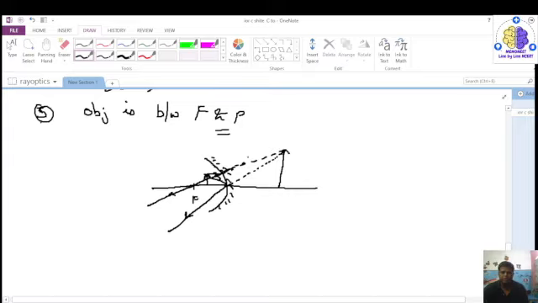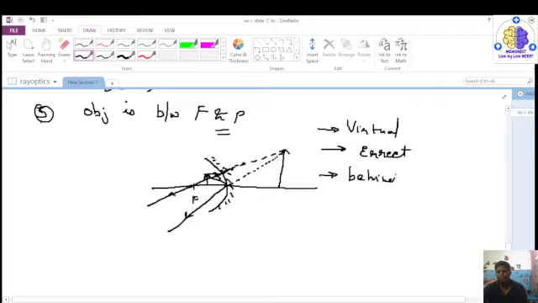Now this image is the virtual image. So if I write the characteristics of the image, this image is your virtual image. Second thing is it is erect, it is not inverted. Third thing is it is formed behind the mirror, and the fourth thing is that it is enlarged, right? It is enlarged.